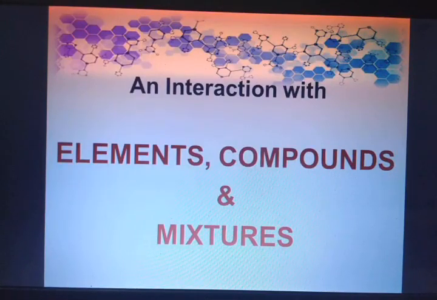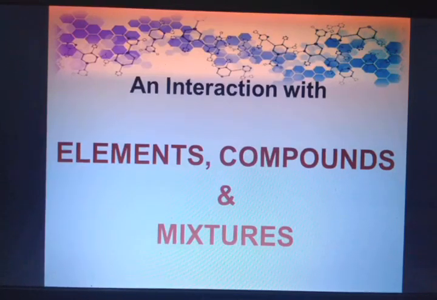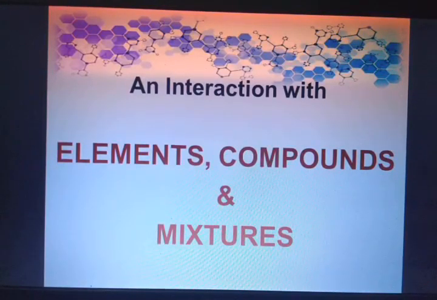As the topic says, this is an introduction to elements, compounds and mixtures. All right? Now, as you can make out, there are three different words: elements, compounds, and mixtures. But before understanding in detail what is an element, what is a compound, or what is a mixture, we have to first focus on the general category of all these individual components.